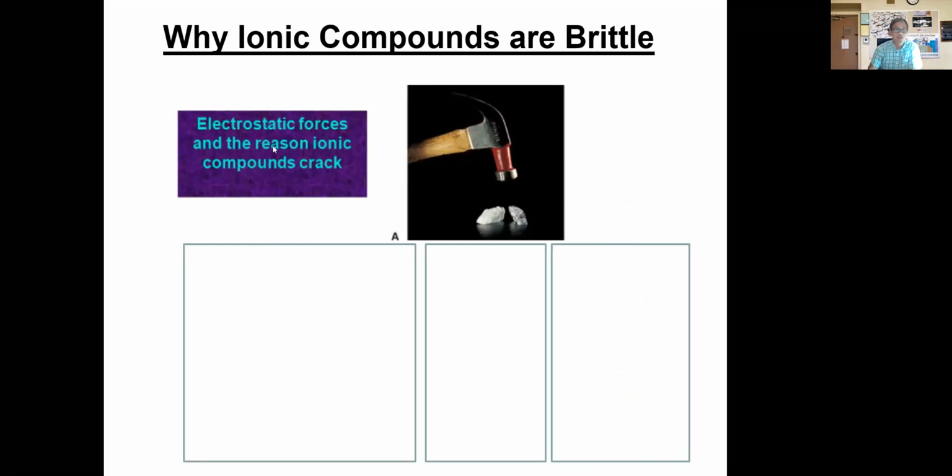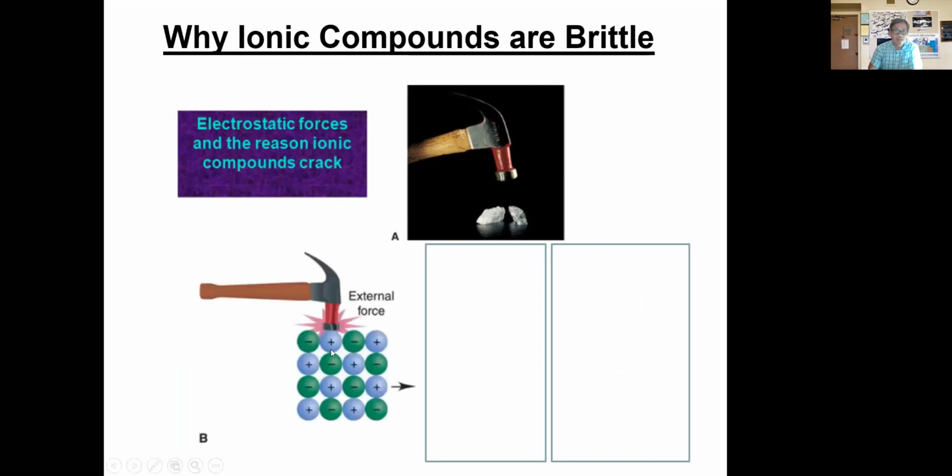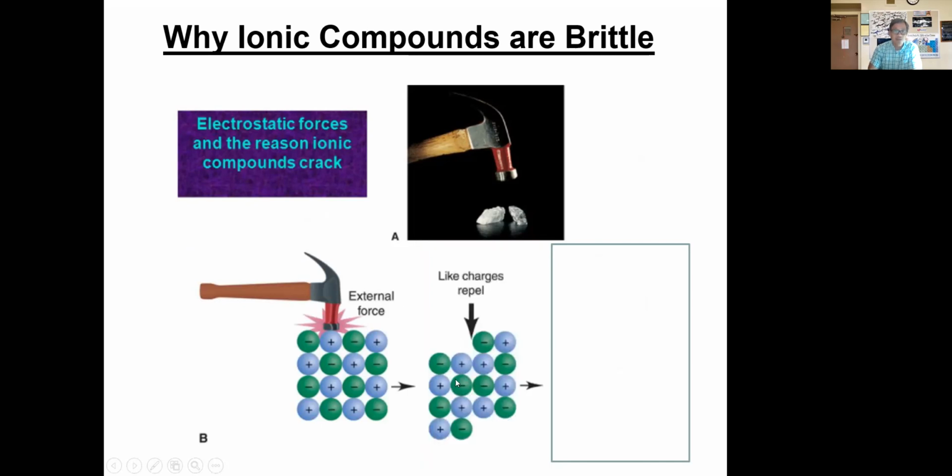Okay, let's take a look at why that happens. We apply a force here with the hammer, and here's our ionic compound held together by an ionic bond, positive and negative ions. Let's imagine you apply the force right here on this second column of ions. What happens is you shift that column downward. Take a look at what happens here, guys. We're looking at this at a microscopic level, on a single atom level.